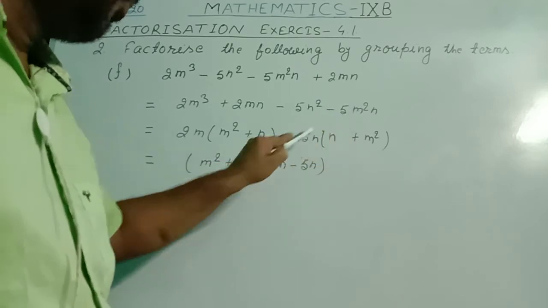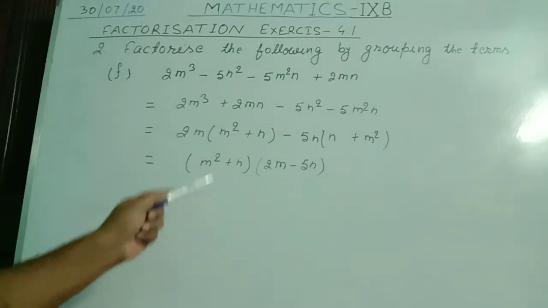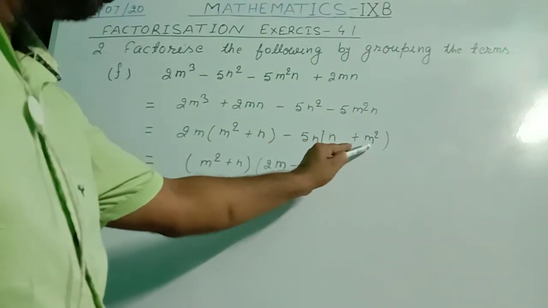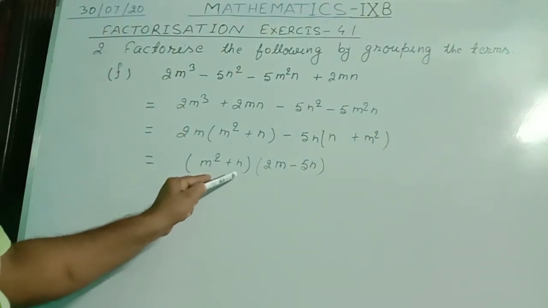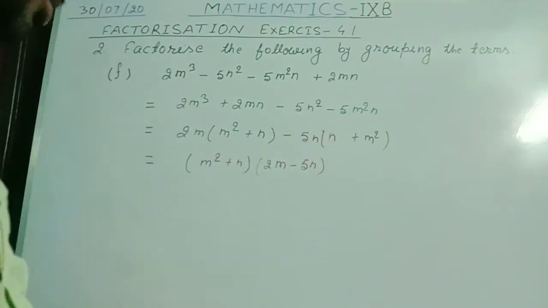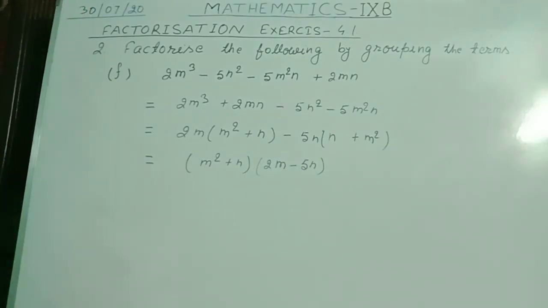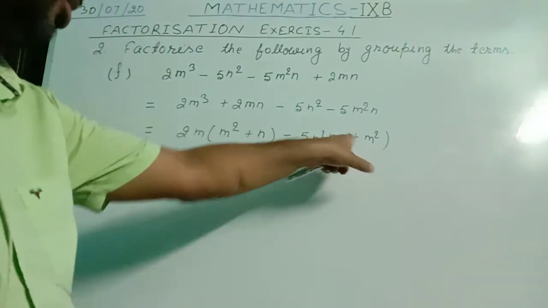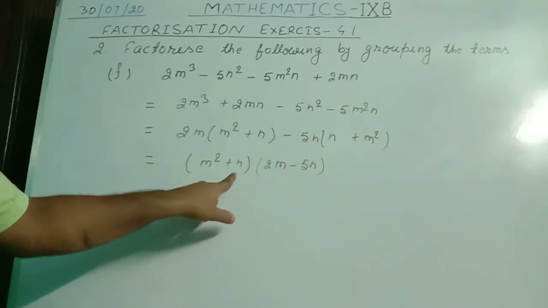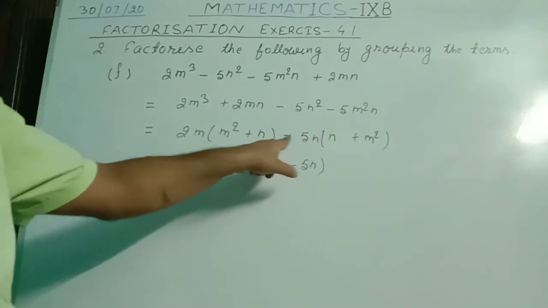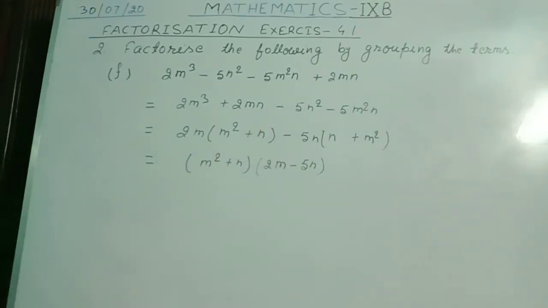And from this term, 5n is taken out. What is left? M square is left. Now we are seeing m square plus n and n plus m square. So both are same. So this became common. I wrote m square plus n. We can change the place. In the last question also I have discussed about it. If both the terms have the positive sign, we can interchange the place. So I interchange the place. M square came here and n may go there. So this became m square plus n, and what is outside? 2m minus 5n. I wrote here. This became the answer, m square plus n into 2m minus 5n.